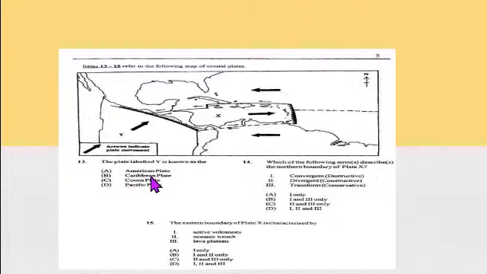So for number 13, B would have already been out. We know that American plate is above the Caribbean plate here, so A would also be out. And we know about Cocos, right? Close towards the Caribbean. So we can just already know that this would have been letter C, which is the Cocos plate.